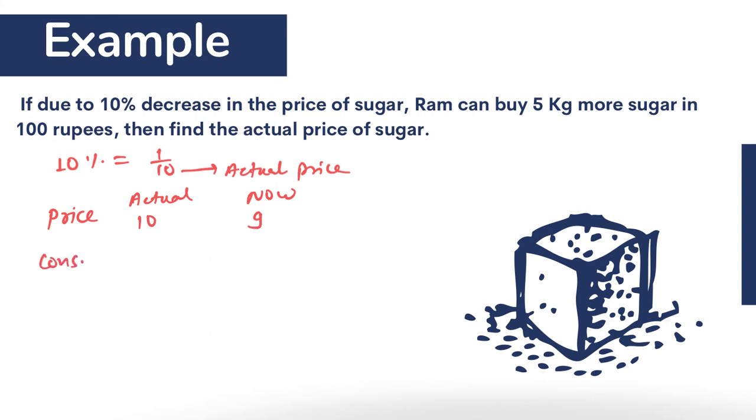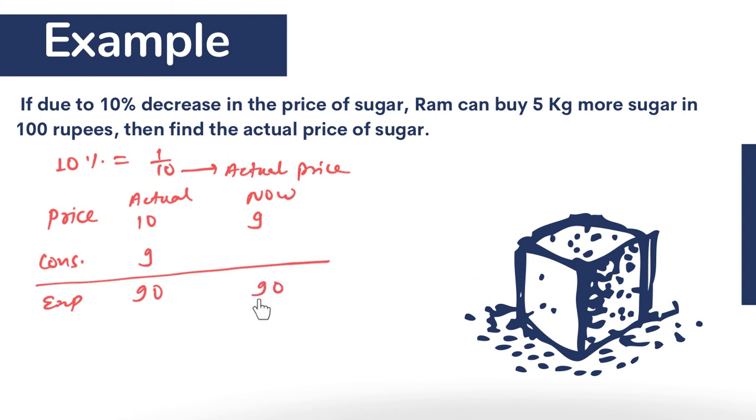Consumption I don't know, but expenditure is the same. Expenditure doesn't change either time. So I can take any value of expenditure because expenditure is the same. Better I take the LCM of 10 and 9. The LCM of 10 and 9 is 90. So I will take expenditure here as 90. The price is 10, so how many units can I purchase? 90 divided by 10. So I can purchase 9 units.